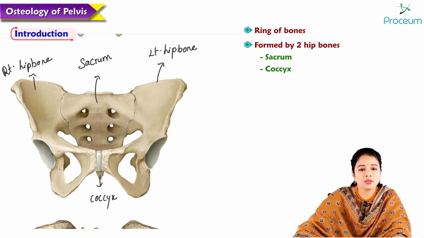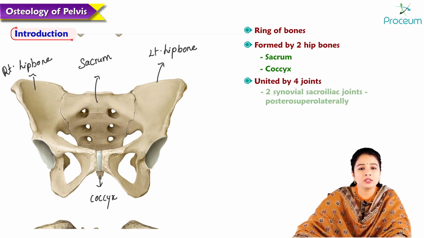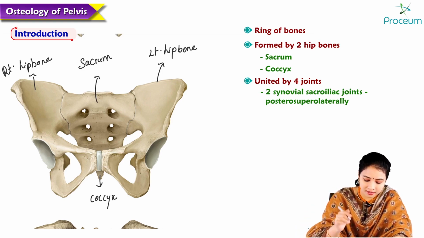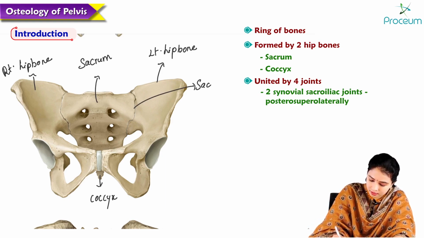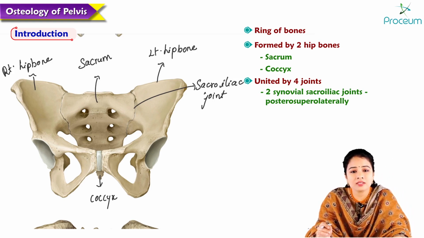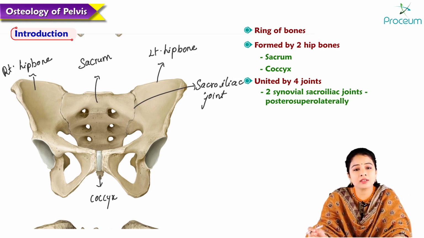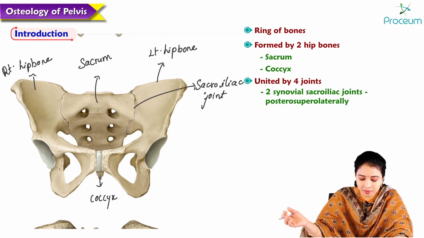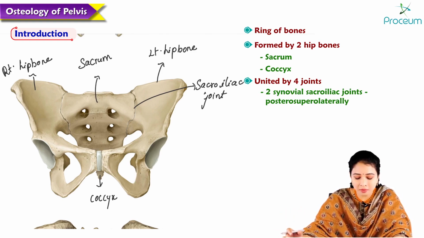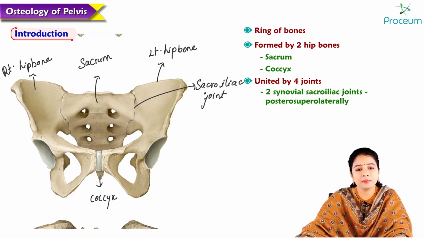So these bones are united by four joints. The two synovial sacro-iliac joints which are present superior laterally. The sacro-iliac joint is a synovial joint and the most stable synovial joint in our body, which is present on each side of the sacrum, where the ala of the sacrum articulates with the ilium.